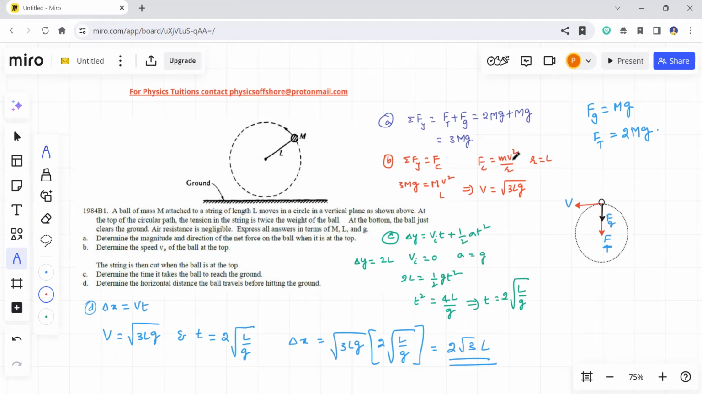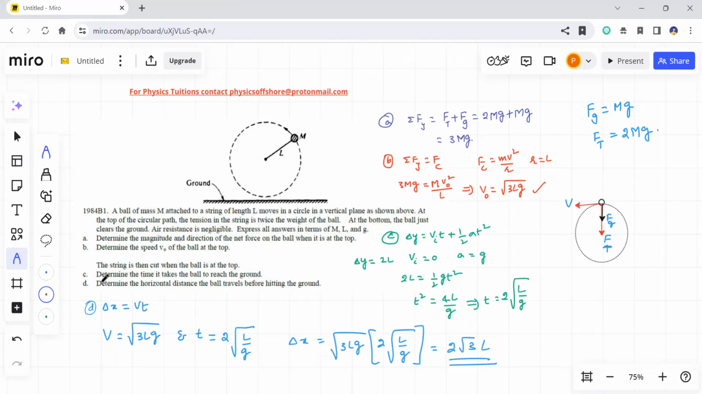So m v naught square over L. Therefore, v naught is equal to square root of 3 Lg. M cancels out, and then we are left with this one. This is the answer for the second question.